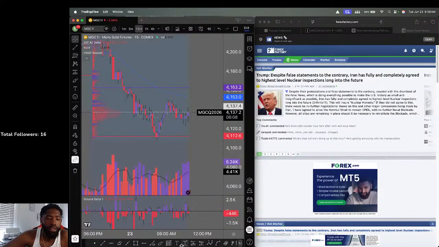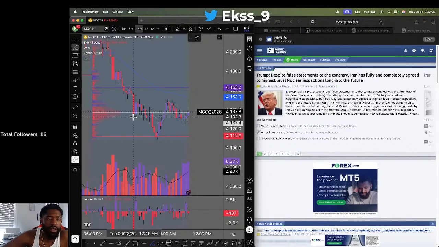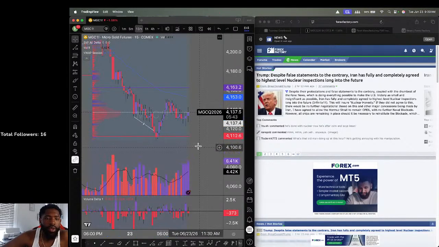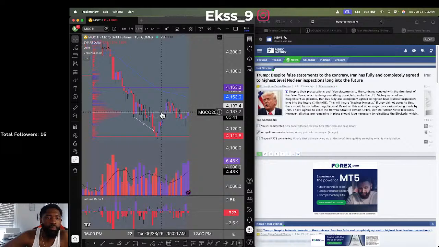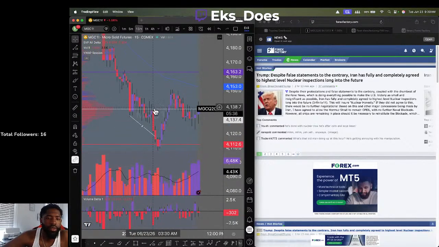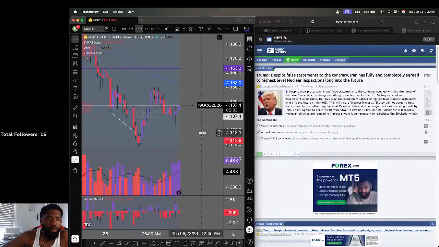So let's get our setup. We had price come down and break these lows, right? Reaching new lows shows us liquidity has been swept in the market. So we're gonna mark this liquidity here, right? Boom. And then we had price come up and break structure right above this candle here. Right above this candle. Boom.